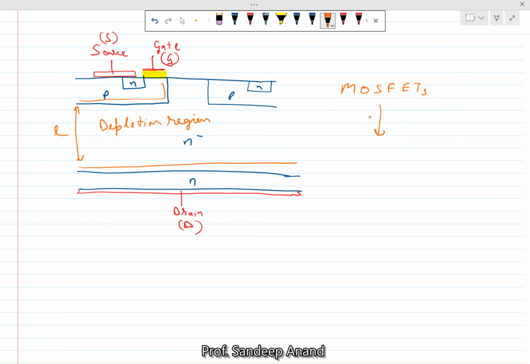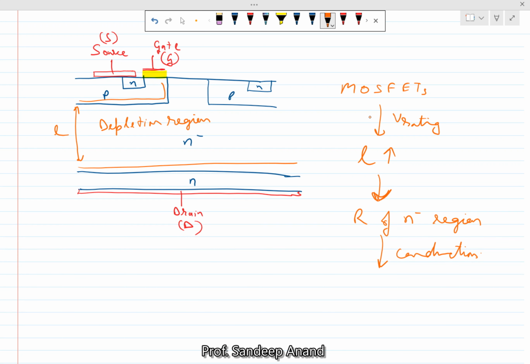As we increase the voltage rating, the blocking voltage capability, the depletion region length also increases, which leads to an increase in the resistance of this N minus region, which essentially increases the conduction losses. At one point we can no longer afford to increase the resistance, and then we change this N layer to a P layer, and the structure becomes that of an IGBT, and then we get the advantage of minority carrier devices in terms of reducing the resistance of the N minus region.